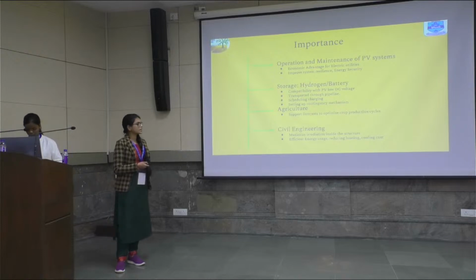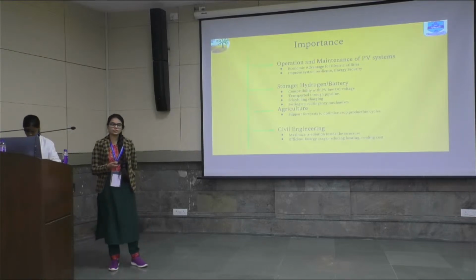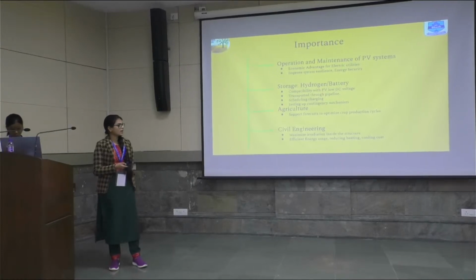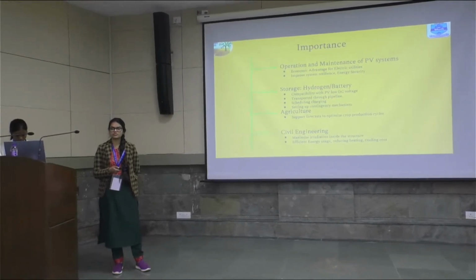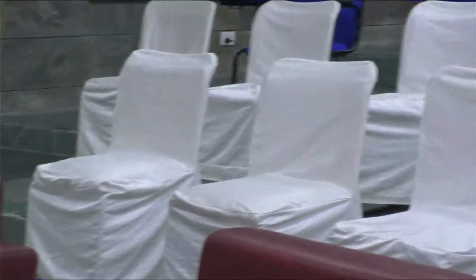The second important point that we are considering over here is hydrogen and battery storage systems. There is a huge compatibility of hydrogen storage systems with photovoltaic systems because of the low DC voltage. They can also be transported through pipelines, and for battery systems we have the scheduling of charging, and a contingency mechanism has to be set up for the charging process of the battery, as we need to store the energy we get from the PV.